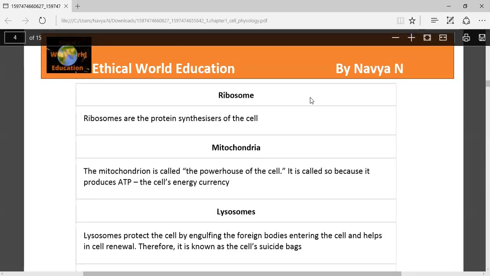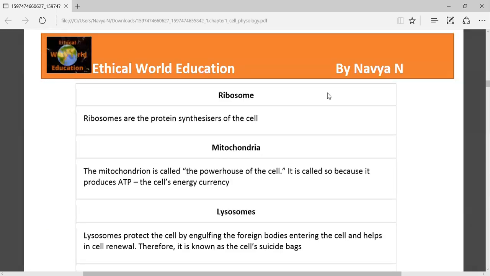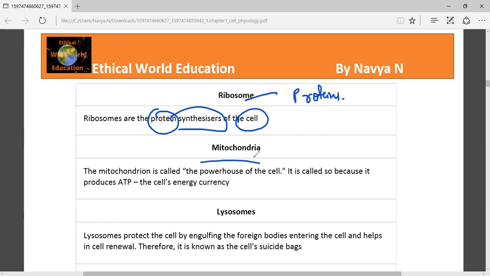And now the ribosomes. Ribosomes are the protein synthesis sites of the cell. Next is the mitochondria. As I already said, this is also called the powerhouse of the cell. And it is called that because it produces ATP, that is the cell energy currency.